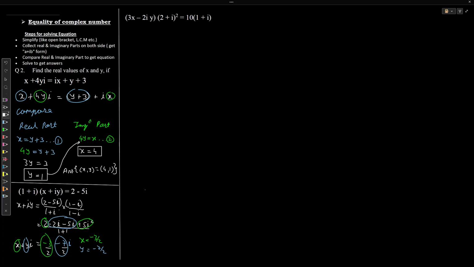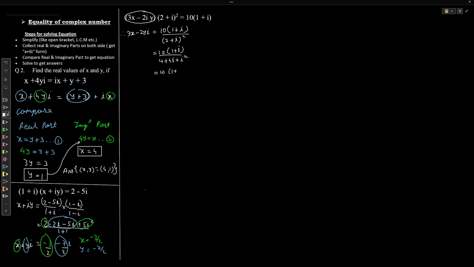See, interesting question. We have (3x minus 2yi) into (2 plus i) whole square is equal to 10 into (1 plus i). So is it easier to simplify or to make the term the subject? Make it the subject, but obvious, right? So let's make this term the subject. So we'll get 3x minus 2yi is equal to 10 times (1 plus i) upon (2 plus i) the whole square. Okay, simplify. (2 plus i) the whole square means 4 plus 4i plus i square.